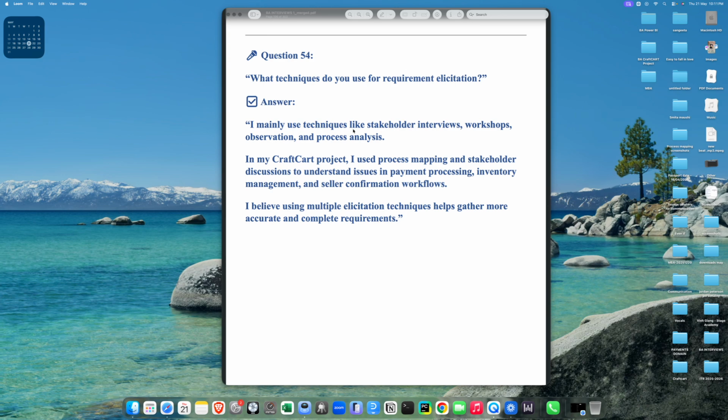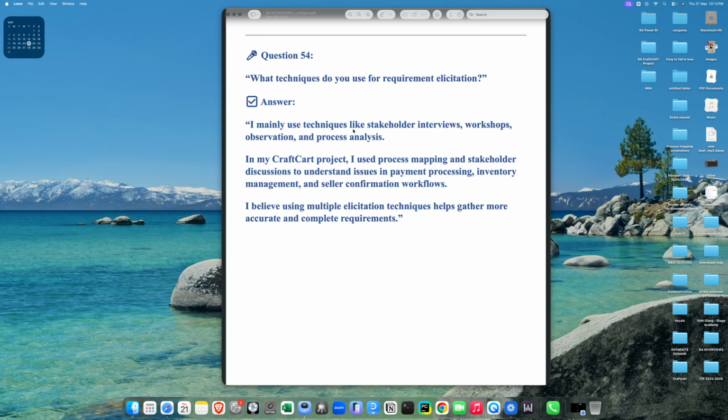Then I go to process analysis. I analyze the as-is workflows, business processes, system interactions, and pain points using tools like BPMN, flowcharts, and process maps. This helps identify gaps and improvement opportunities. Then I go for brainstorming sessions. Why I go for brainstorming sessions is to generate ideas, identify solutions, and explore different business scenarios collaboratively.